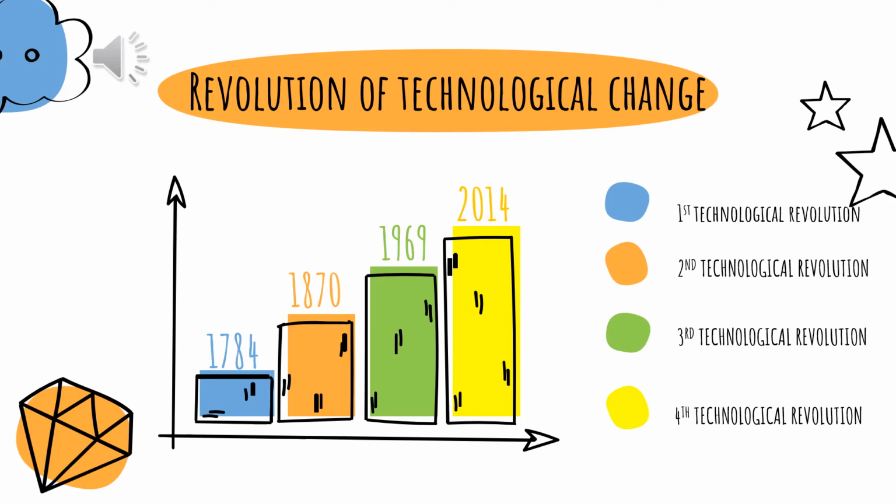Now, to analyze how we have reached the Fourth Industrial Revolution, it's a good idea to look back at the previous three industrial revolutions, how they changed our life and the world when they occurred. Let's take a quick look at each revolution together.